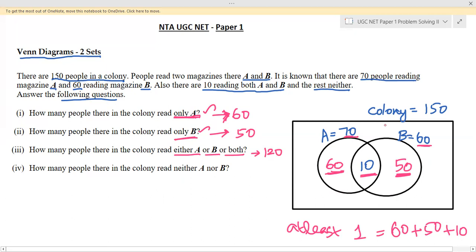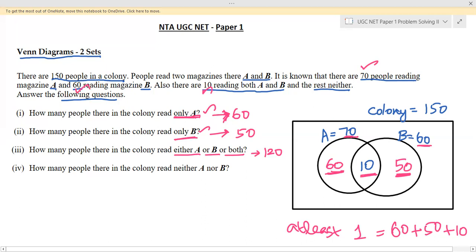And there is another way also to answer this question. How we can answer this is take the total. A, there are 70 readers. B, there are 60 readers. And both it is given 10, right? That is what is given in the question. There are 70 people reading A, 60 reading B, and 10 reading both. So with these values also we can compute the answer.